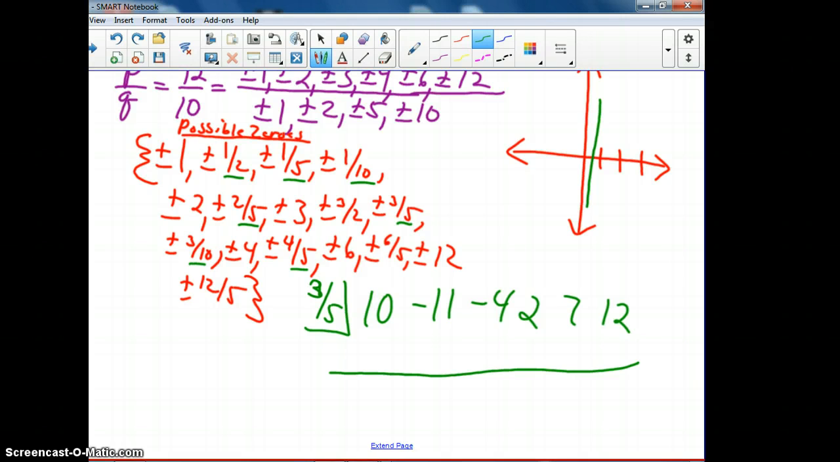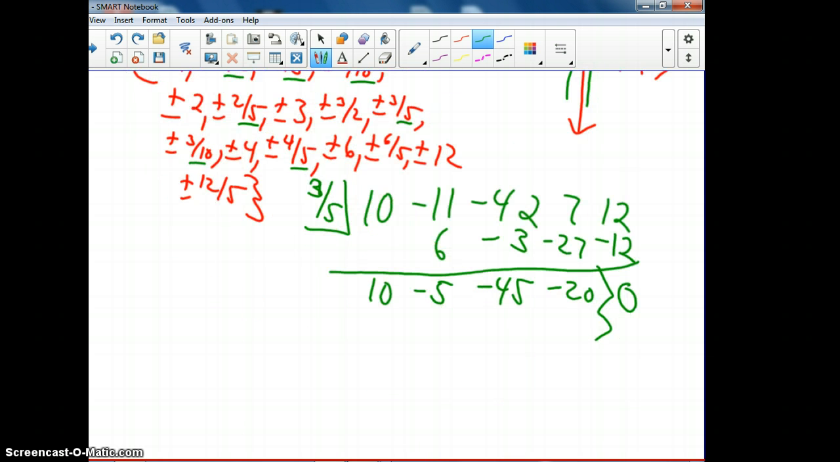Okay, all right, so look, here we go. So we're going to go 10, right? Now what's 3/5 times 10? 6. Now what's -11 and 6? -5. What's 3/5 and -5? -3. What's -3 and -42? -45. What's -45 times 3/5? -27. What's -27 and 7? -20. Okay, what's -20 and 3/5? -12. Oh my gosh. That was right. You are right. It is that. You got one.